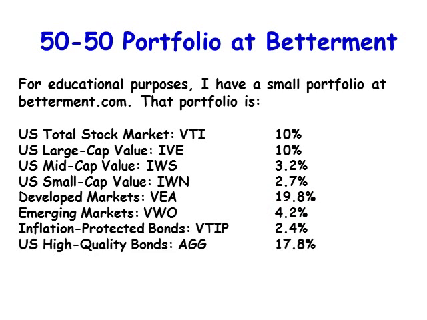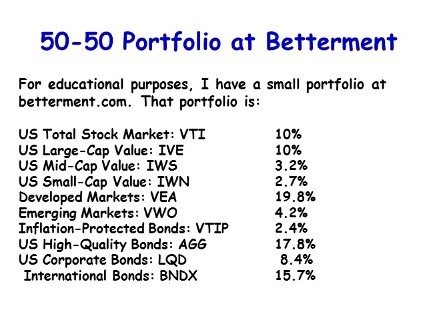Let's continue. High quality bonds are 17.8%, and corporate bonds, liquid, 8.4%. Okay, let's continue. And international bonds are 15.7%. So again, out of 50%, 15.7% is international. That's about a third of the bonds being international.